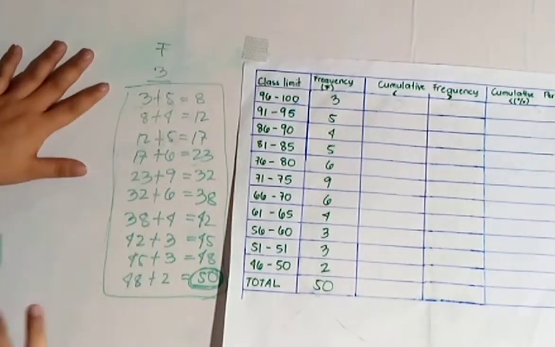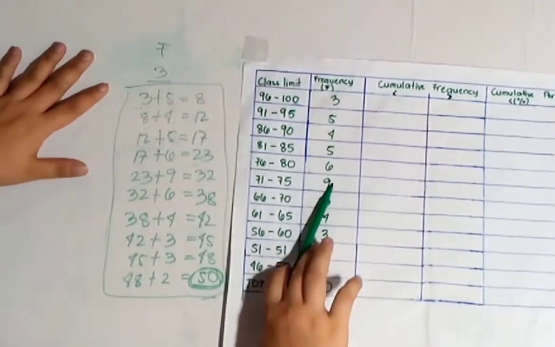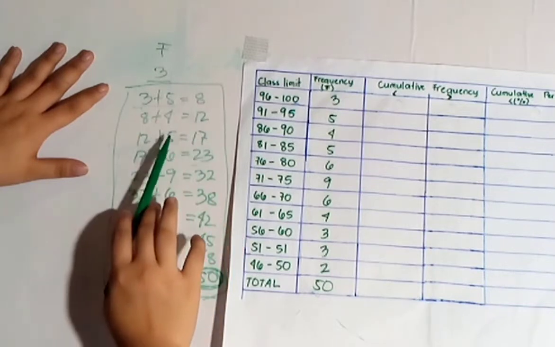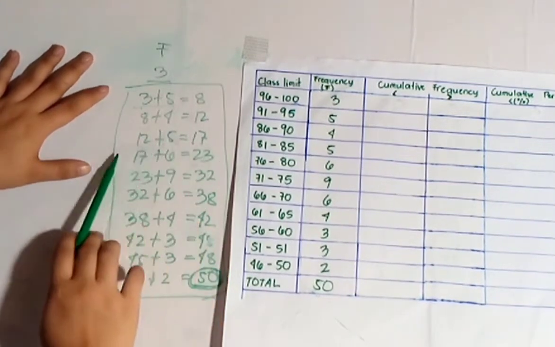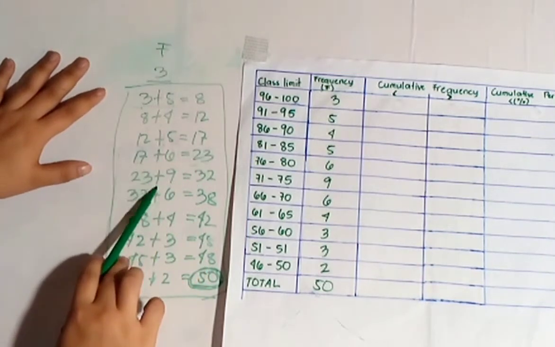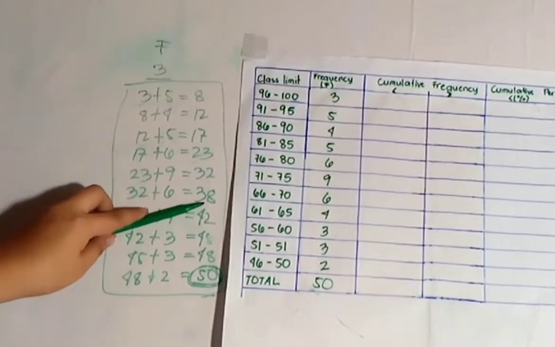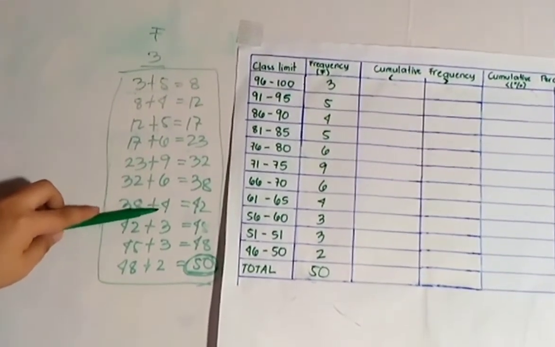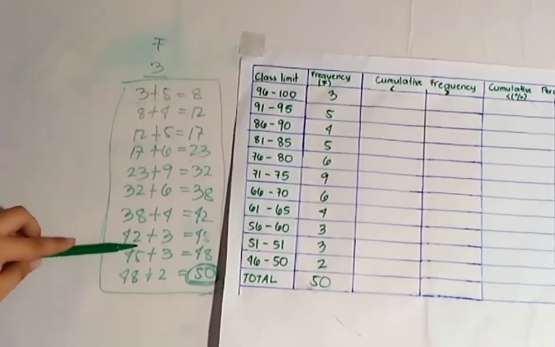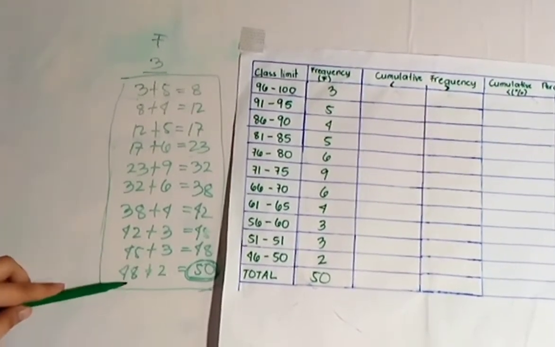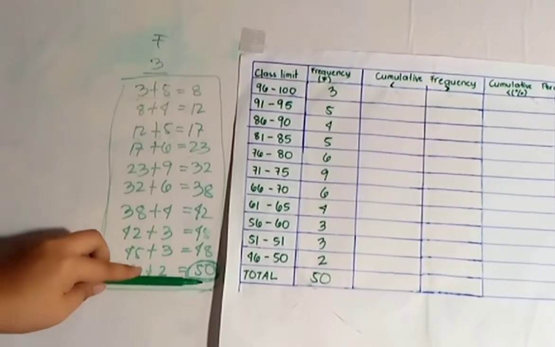To find the total, we will add the given frequency numbers. So 3 plus 5 is equal to 8. 8 plus 4 is equal to 12. 12 plus 5 is equal to 17. 17 plus 6 is equal to 23. 23 plus 9 is equal to 32. 32 plus 6 is equal to 38. 38 plus 4 is equal to 42. 42 plus 3 is equal to 45. 45 plus 3 is equal to 48. And the last, 48 plus 2 is equal to 50.